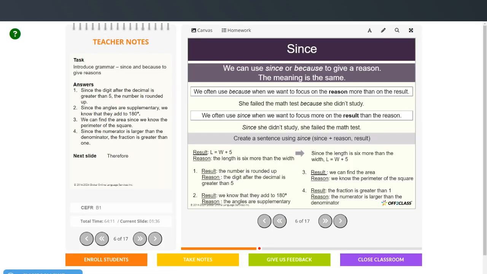All right, here, the result is the number is rounded up. The digit after the decimal is greater than 5. So since the digit after the decimal is greater than 5, the number is rounded up. Here the result is we know that they add to 180 degrees. The reason is the angles are supplementary. So since the angles are supplementary, we know that they add to 180 degrees.